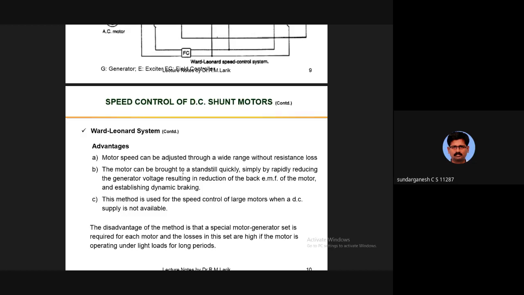This method is used in very large motors when DC supply is not available in that region. The disadvantages of this method are that you require a motor generator set coupled to each other, and the losses would be high if the motor is operating under light load.